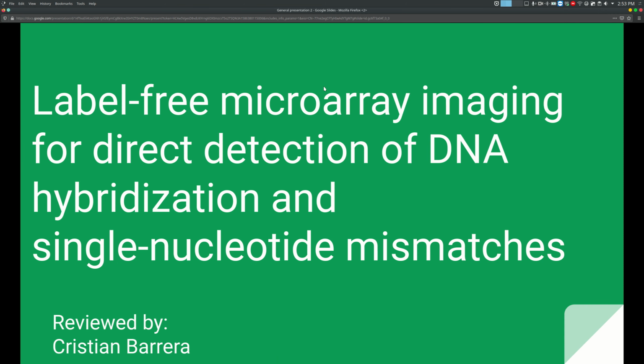This is Christian Moreta presenting a short review of label-free microarray imaging for direct detection of DNA hybridization and single nucleotide mismatches.